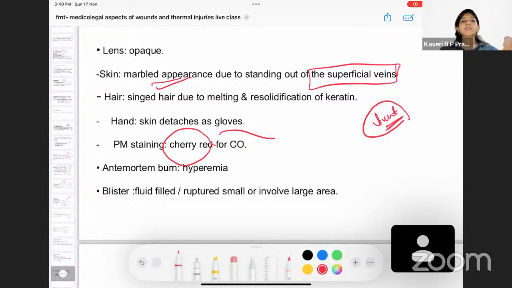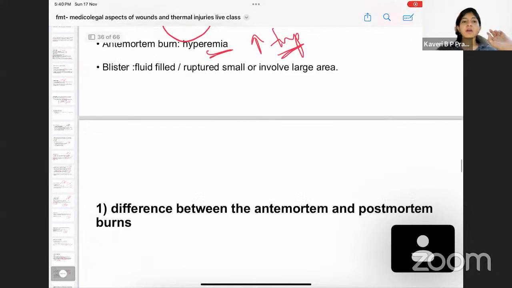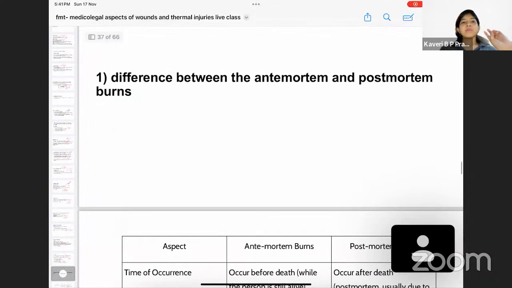So whenever there's an antemortem burn, that is, the person underwent a burn injury before he died, there is going to be hyperemia of the body, that is increased temperature of the body. Also, there are going to be a lot of blisters seen on the body surface. So what are these blisters? Blisters are nothing but the fluid filled areas that are there on your skin. Sometimes it could involve a smaller area and it will be unruptured, but in cases of severe burn injury, a lot of blisters can be there and they could be ruptured, and you can see fluid oozing out of all these blisters.